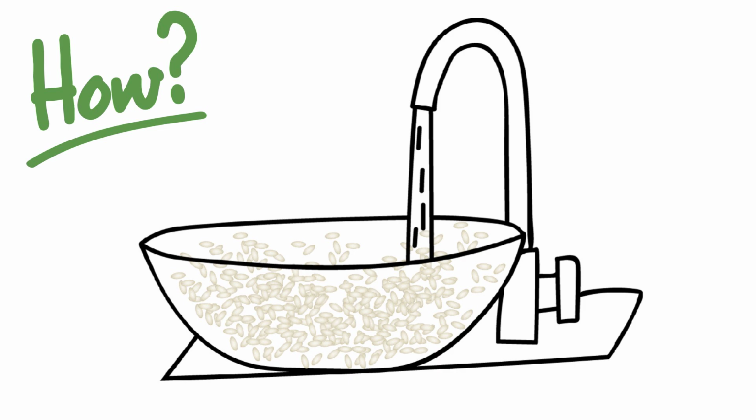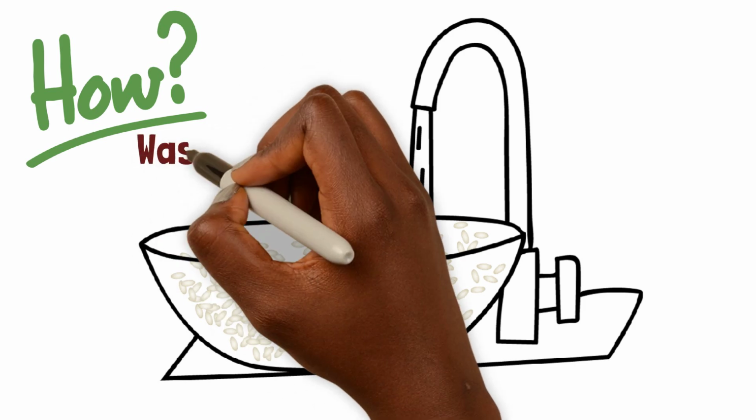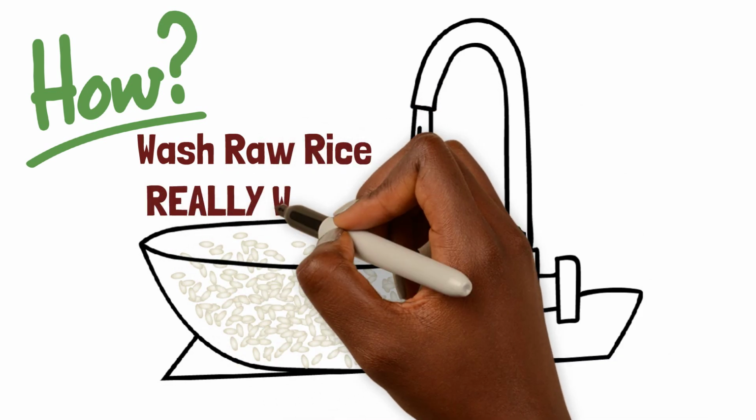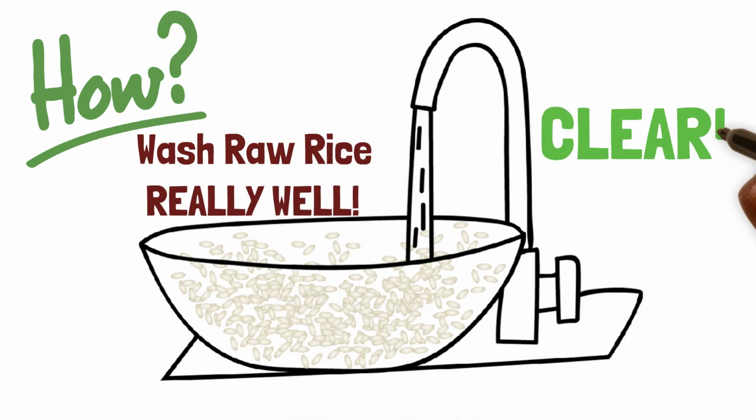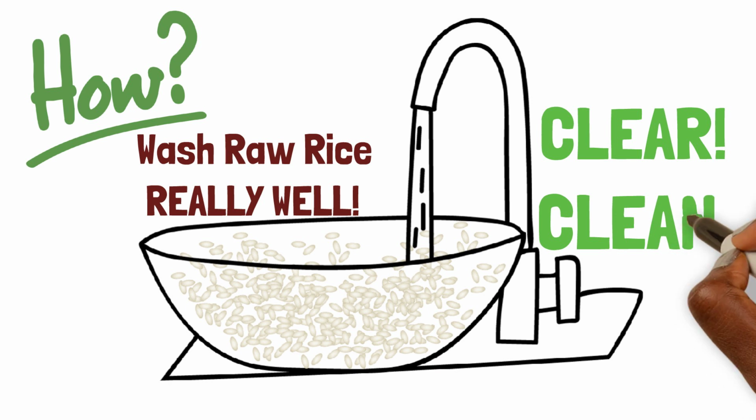So, how do we fix this? To answer this question, let's go back to our jollof rice analogy. I've learned over time that to make the perfect jollof rice, you need to wash your raw rice really well until the water gets clear and the rice is clean. The cleaner the rice, the better the final texture.